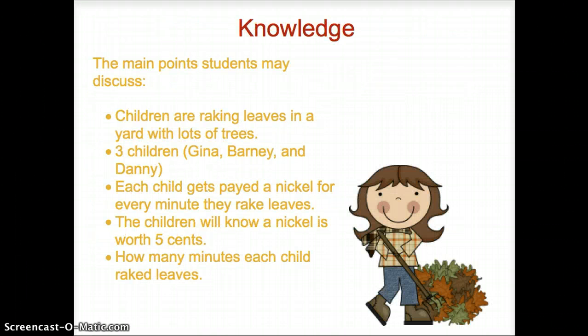So after reading the word problem, I would then discuss with my students the knowledge, and these are the main points that I felt students may discuss. They may discuss children are raking leaves in a yard with lots of trees. There are 3 children. Each child gets paid a nickel for every minute they rake. The children will know a nickel is worth 5 cents, and how many minutes each child raked leaves.